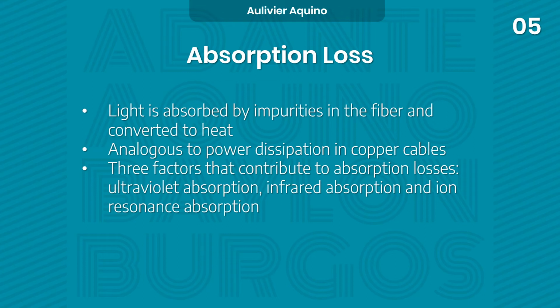Ultra-pure glass used to manufacture optical fibers is approximately 99.9999% pure or 99.49% pure. But still, absorption losses between 1 and 1000 decibels per kilometer are typical. Three factors that contribute to absorption losses are ultraviolet absorption, infrared absorption, and ion resonance absorption.